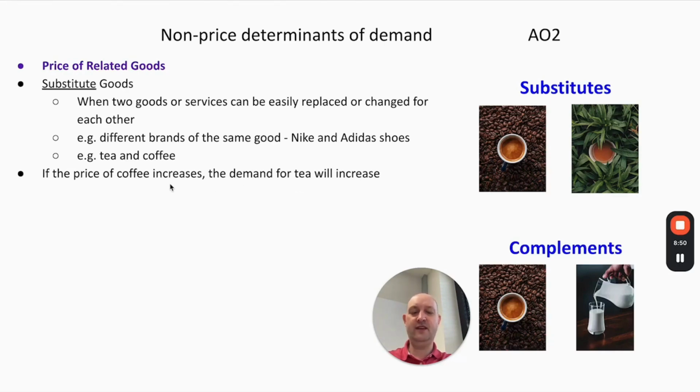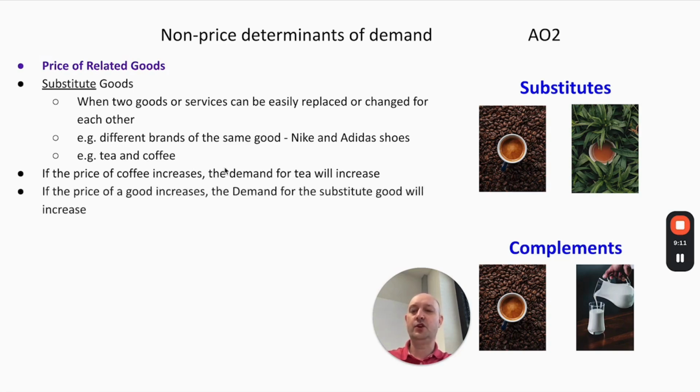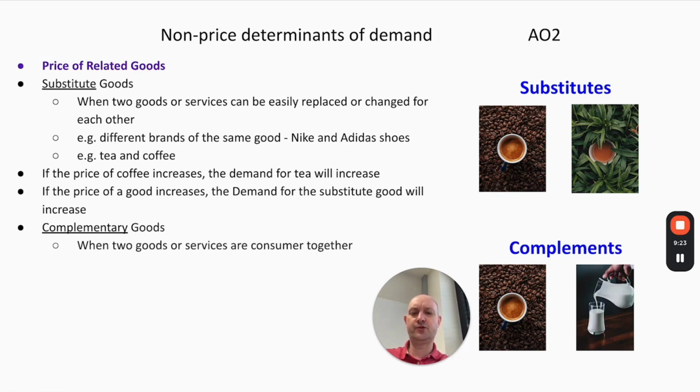Because what would happen is, if you see coffee and tea as substitutes, if the price of the coffee goes up, maybe you're thinking, well, okay, that's now more expensive, so I'm going to go and buy the other good. If the price of Nike shoes goes up, some consumers will go, okay, they're too expensive for me now, so I'm going to go and buy the Adidas shoes because they're slightly cheaper in relationship to the Nike. So in general, if the price of a good increases, the demand for the other good, the substitute good, will increase.